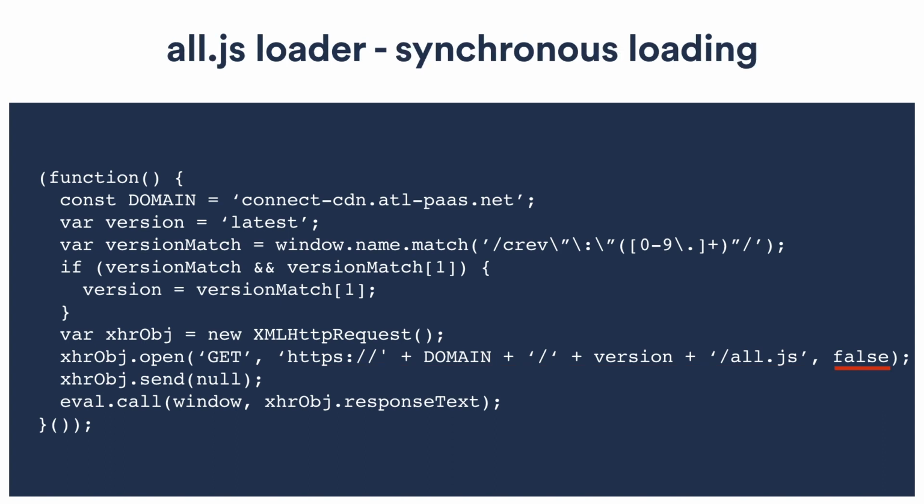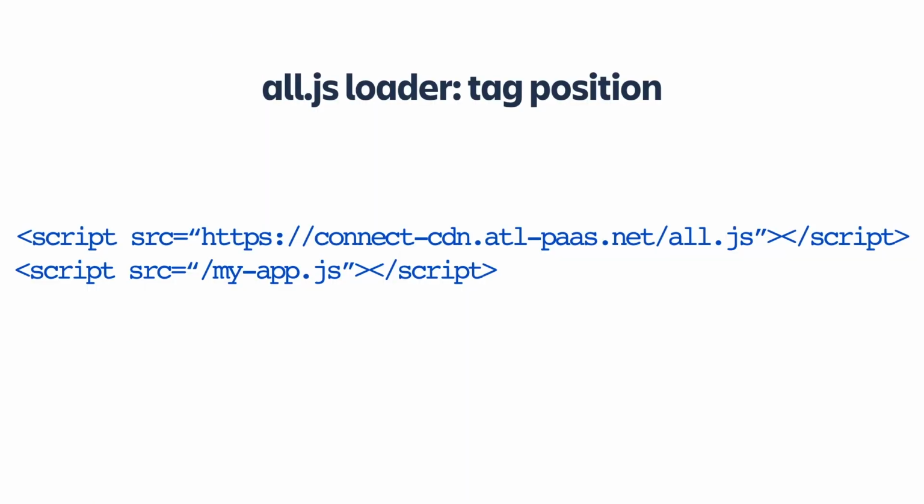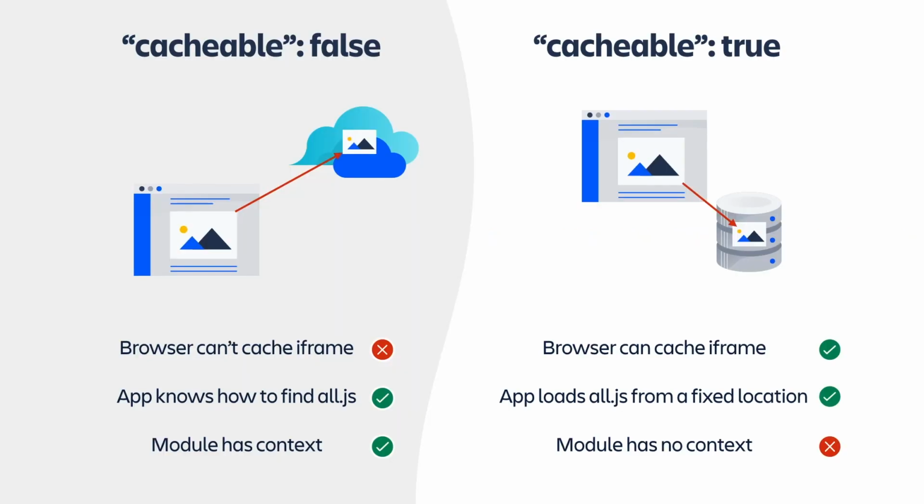Notice the false parameter here. This means the request to load all.js is done synchronously. Since the loader script loads the real all.js, just put it above your other scripts and everything will work fine. You shouldn't have to worry about all these details, but if you look into your browser's dev tools, then knowing how this works might prevent you from becoming confused when you see two all.js scripts have been loaded.